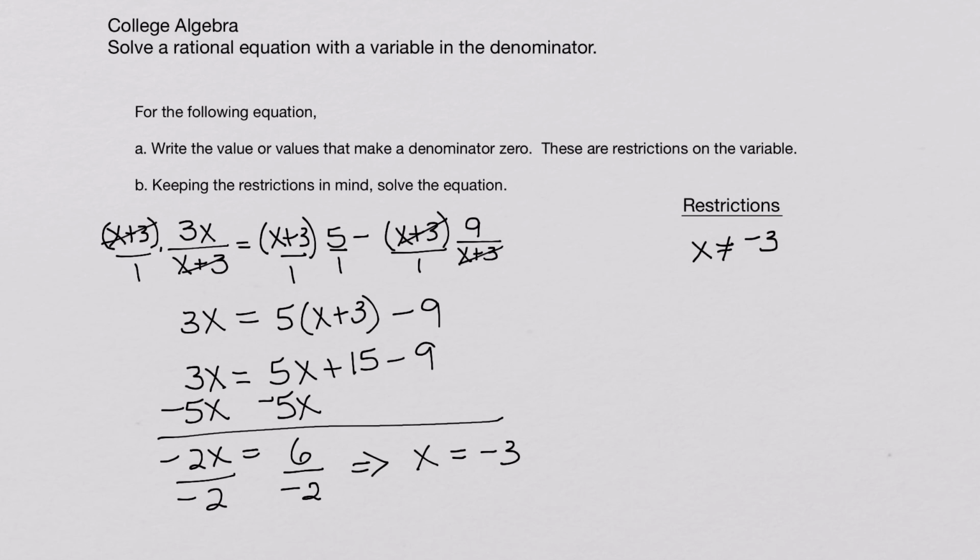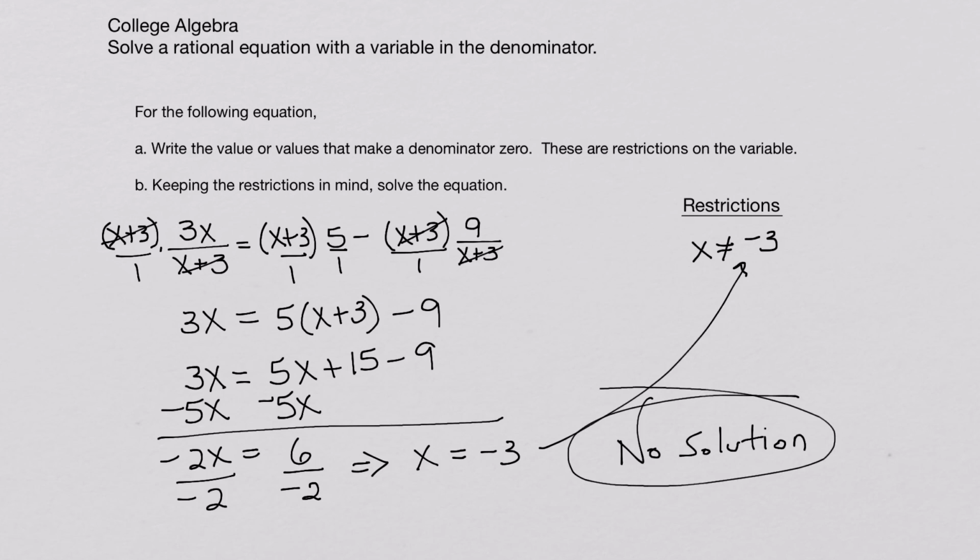Oh no, but there's a problem. Look. x is not allowed to equal negative 3, but that was my only answer. So that's when we find out there is no solution to this problem, actually. So there's no value of x that you could substitute into the original equation and have the two sides be equal. So that's my final answer.